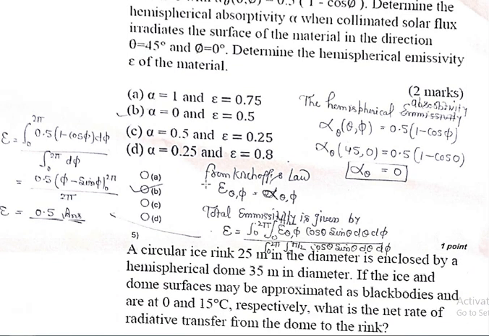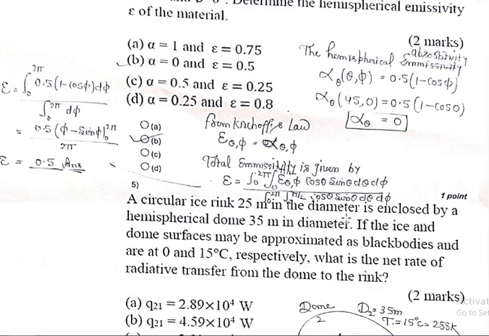And from Kirchhoff's law, emissivity is directly equal to the absorbivity for the black body. So total emissivity is given by this formula, which was also used in the previous question. So epsilon is equal to the integral from 0 to 2 pi, 0 to pi by 2, of epsilon theta, cos theta, sin theta, d theta, d phi. Apply this formula, and you will get the emissivity as 0.5. So answer B is correct: absorbivity is 0 and emissivity is 0.5.